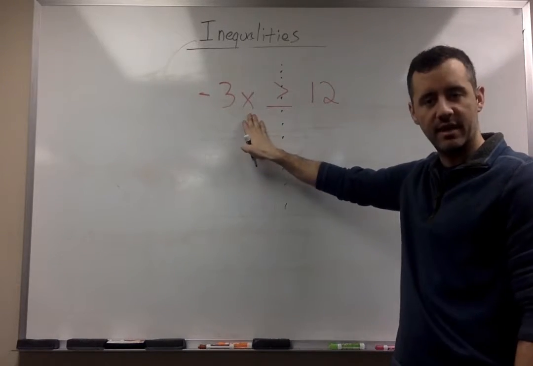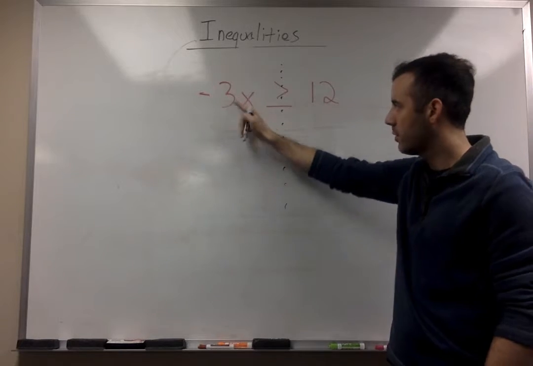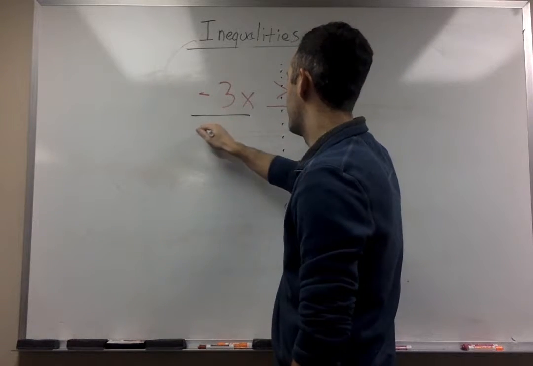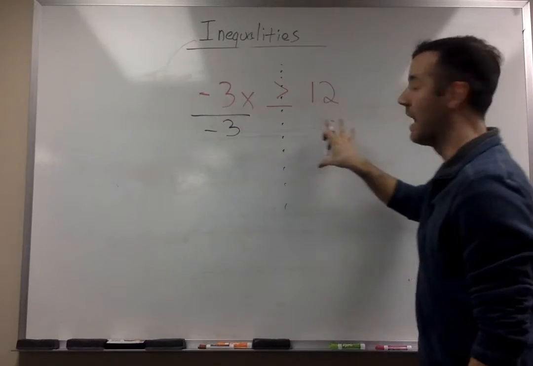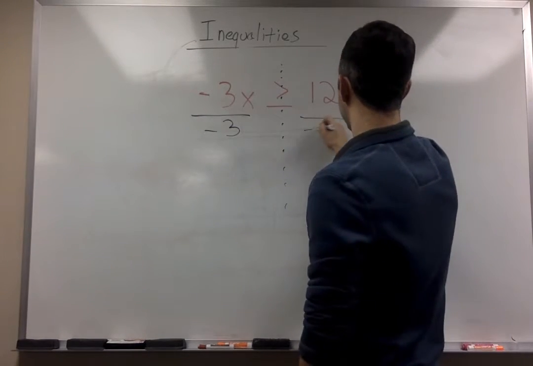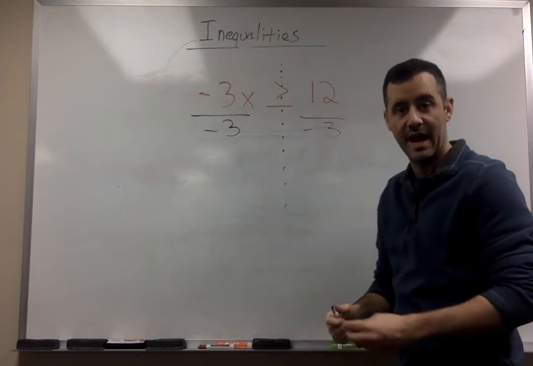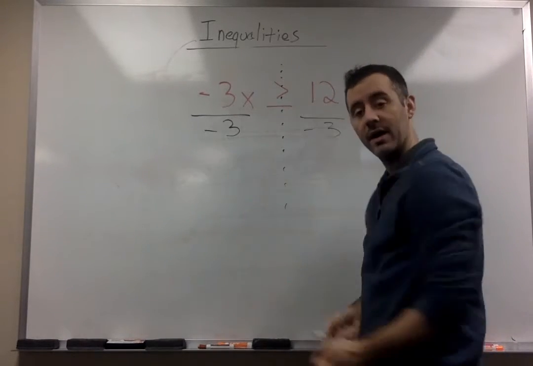To get x by itself, I have to do the opposite. Here we're multiplying, so now I'm going to divide by -3. If I divide this side by -3, I have to divide this side by -3. Notice I have an inequality and I'm dividing by a negative.